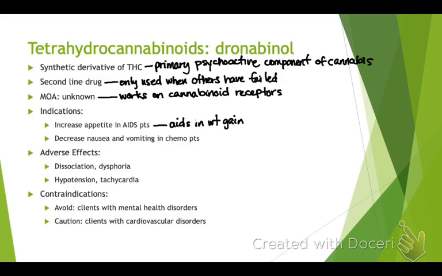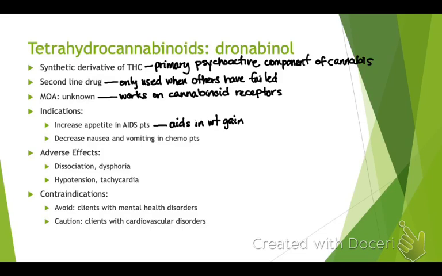Mechanism of action is really unknown. We know that it does work on the cannabinoid receptors. Indications: we could give the dronabinol to help increase the appetite in patients with AIDS. It helps to aid in weight gain. We also give it when we want to decrease nausea and vomiting in chemo patients.